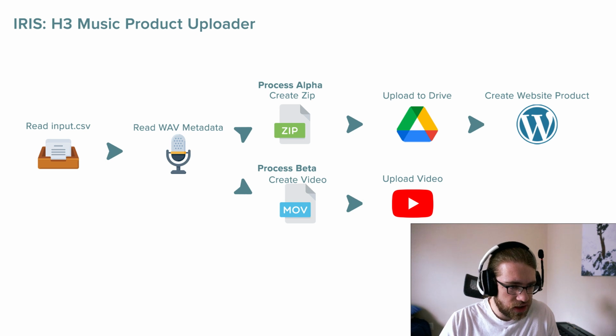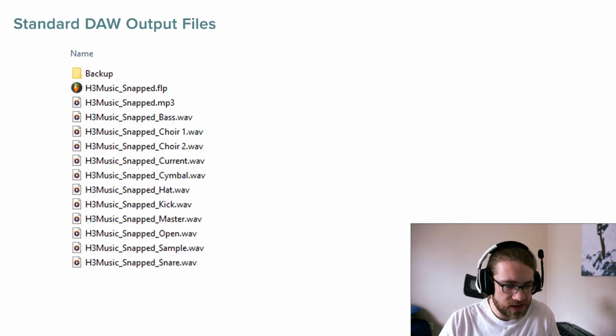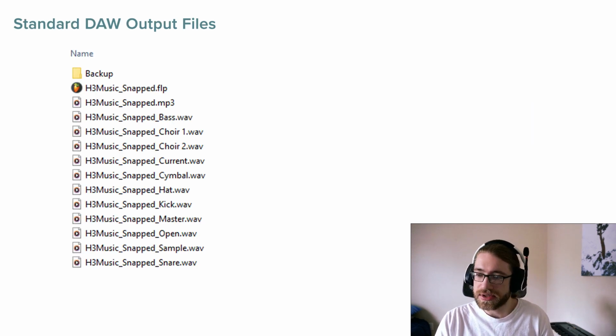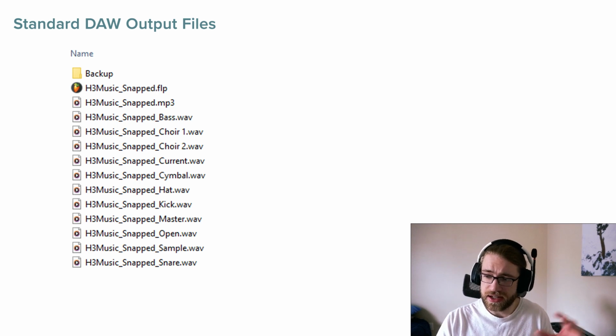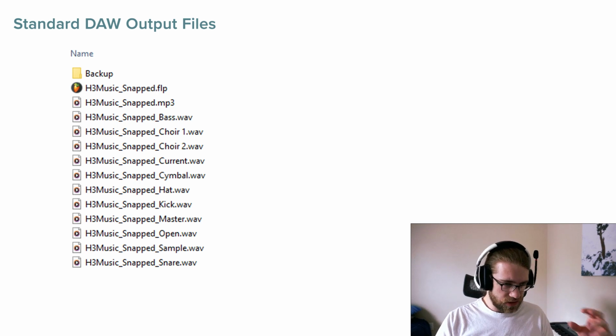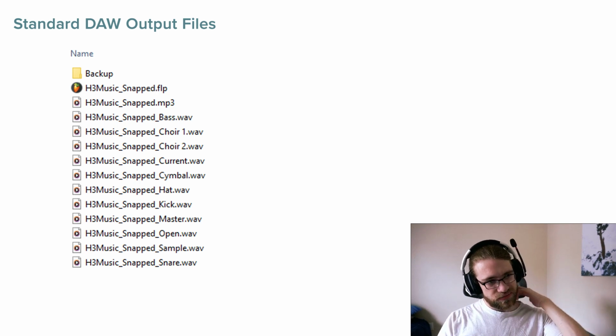For this one, the zip file is pretty standard. All it does is grab all of the WAV files in the provided music media location. It takes all of those files, puts them all into a zip file, and then places that zip file in the same location.